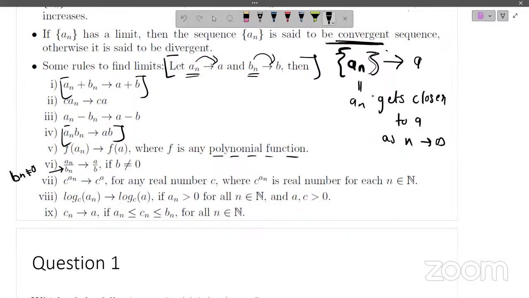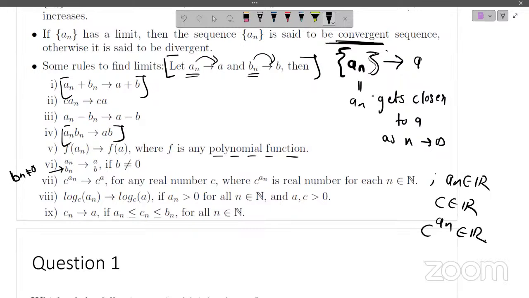Now something like exponential functions, c to the power an. If an converges to a, then c to the power an converges to c to the power a for any real number c, where c to the power an is a real number for n belonging to the natural numbers, because obviously an is a real number and c is again a real number. So c to the power an is again a real number, right?